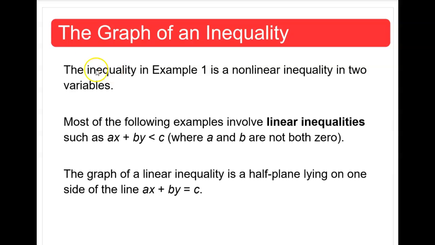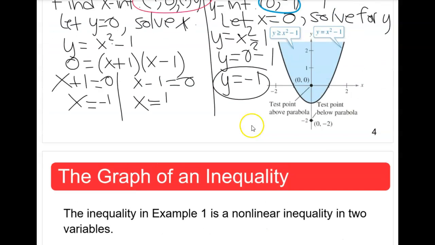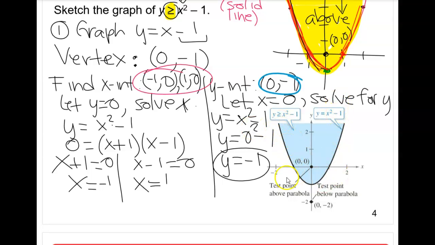All right. So example 1 is a nonlinear inequality in 2 variables. Remember, we had x squared, we had y. Most of the following examples involve linear inequalities, but as you could see, we could also have quadratic inequalities.